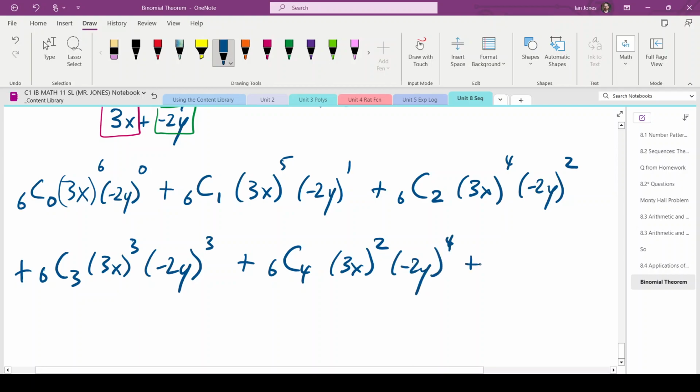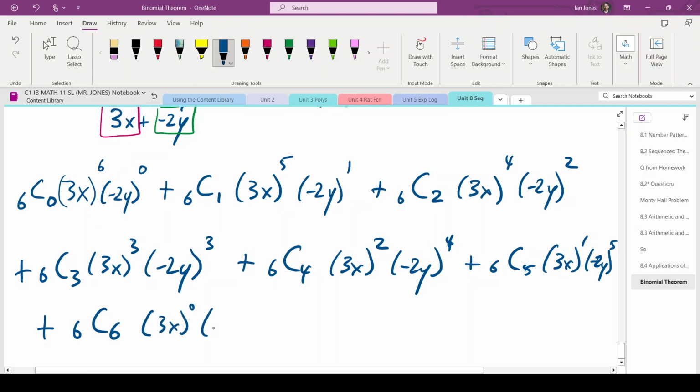Okay, great. Plus 6 choose 5, 3x to the 1, negative 2y to the 5. And my last term is 6 choose 6, which is 1, 3x to the 0, negative 2y to the 6. Okay, so I'm following the same pattern, and I'm just using choose notation for my coefficients. Now, I need to simplify this, and to make it easier, I'm going to use Pascal's triangle here.